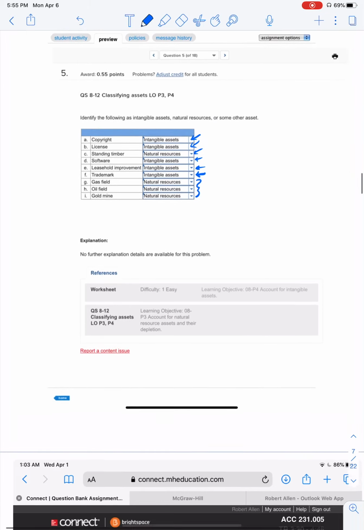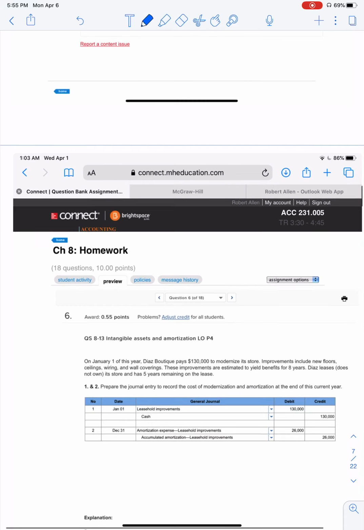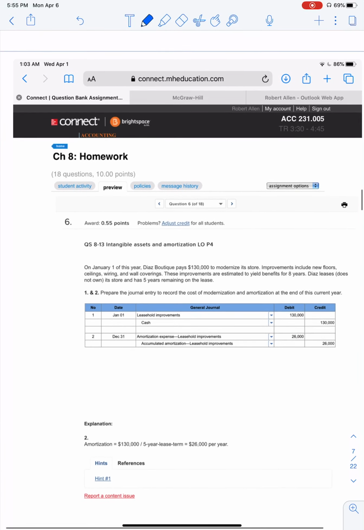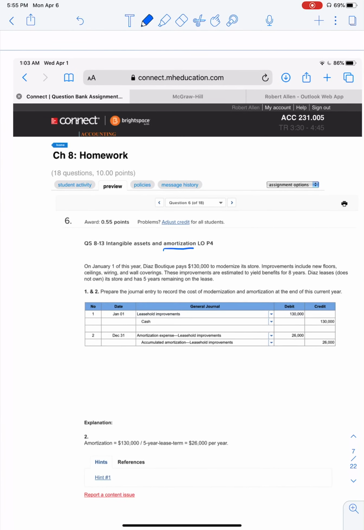So we'll move on to number 6. And in number 6, we're going to look at what is called amortization. Amortization is basically what we do with depreciation and depletion, but when we deal with intangible assets, it now has a special name. And that special name is amortization.